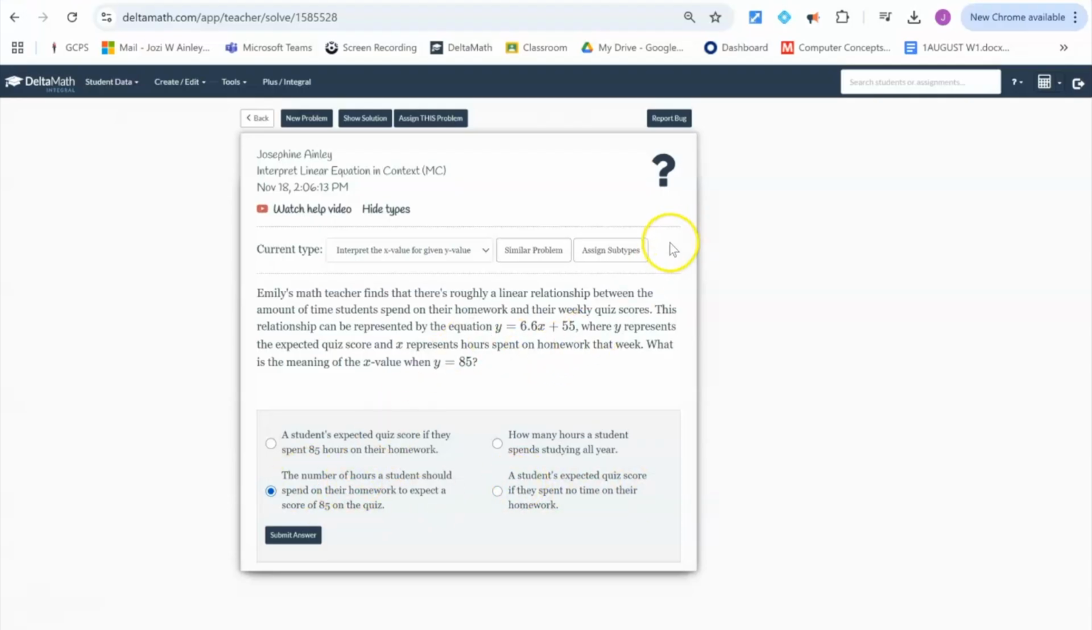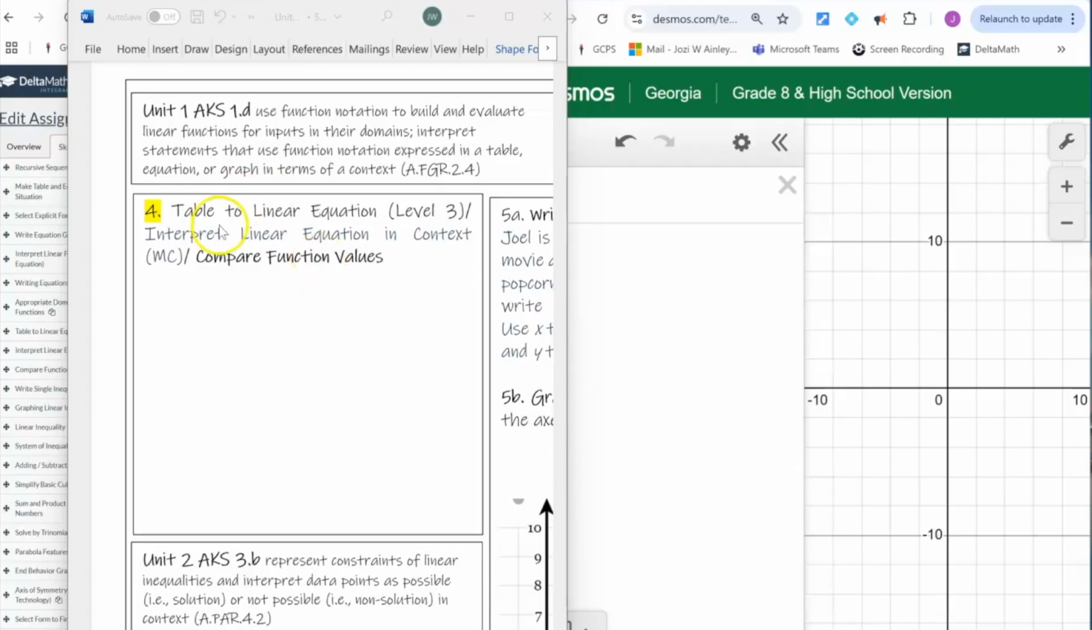So with these contextual problems, what you have to do is read through them and then put yourself in that situation to understand what's happening before you answer the question. Let's practice. All right, so we're going to do Unit 1, AKS 1D: use function notation to build and evaluate linear functions for inputs in their domains, and interpret statements that use function notation expressed in a table, equation, or graph in terms of the context. So we're looking more specifically at how to compare function values.